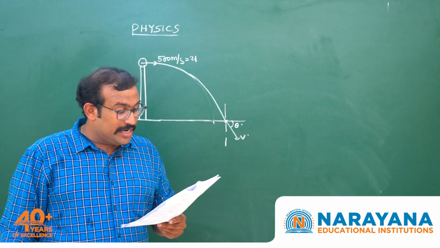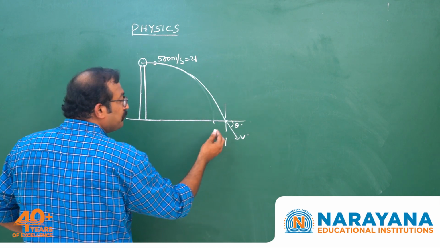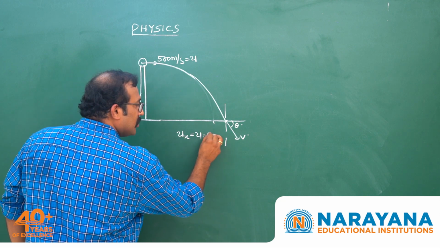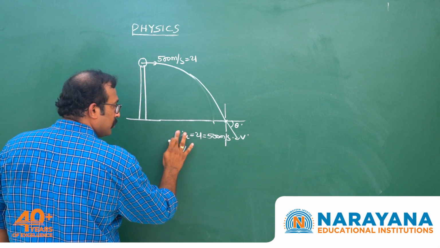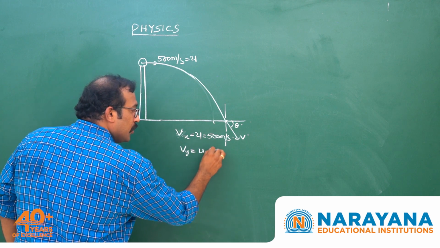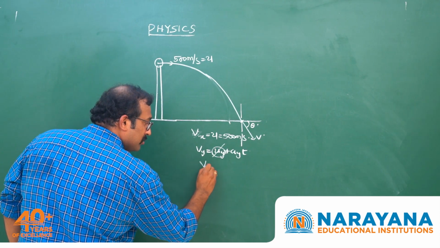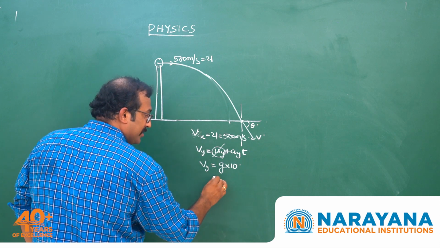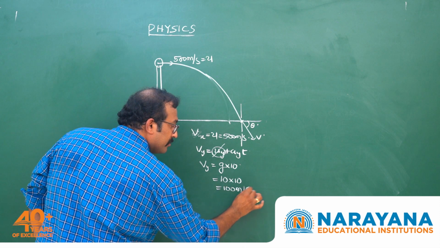So therefore we can write the angle of strike as follows. Vx is u, which is equal to 500 meters per second. Vy is uy plus ay into t. The initial velocity is 0 along the vertical direction. Then Vy is g into time, after 10 seconds. So g is 10 into 10, which is equal to 100 meters per second.